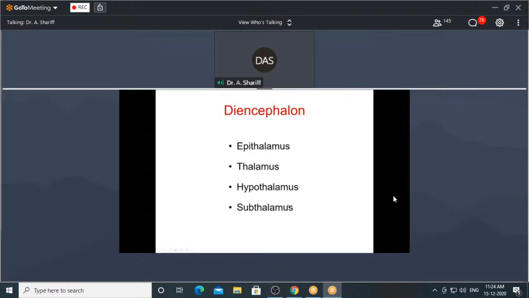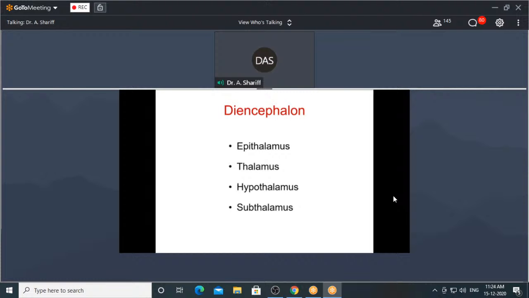Diencephalon has got various parts: epithalamus, thalamus, hypothalamus, and subthalamus. Epi is above the thalamus, and hypo is below the thalamus, and below the hypothalamus is the subthalamus. Is it the previous section, previous slide? Yes, somebody is saying ganglia and nuclei are being used interchangeably. Yes, the definition is same.